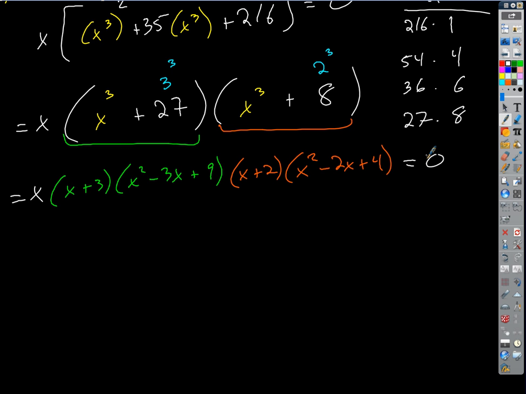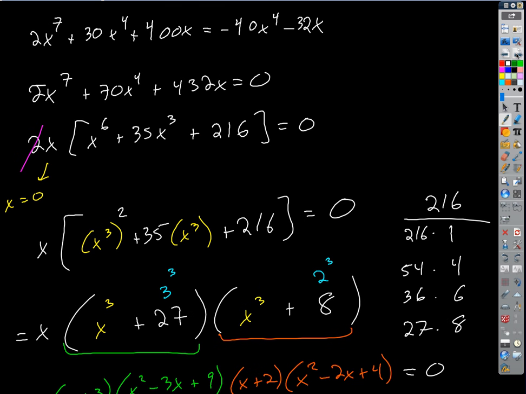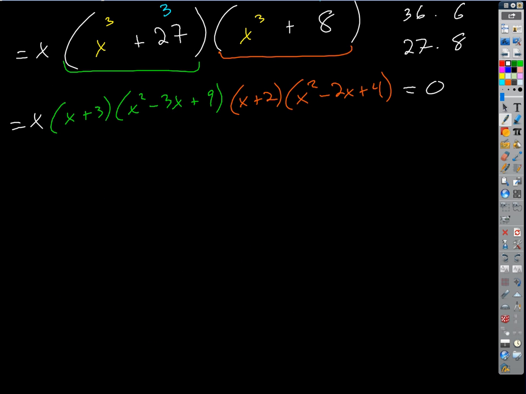Remember that in these factoring patterns that we just looked at, the quadratic part of the sum and difference of cubes patterns is always going to be an irreducible quadratic. It's never going to factor. It will always give you imaginary roots every time. So once we get to here, I can stop, because now the largest of my factors is quadratic, and so I can just set them all equal to 0 and solve, right?